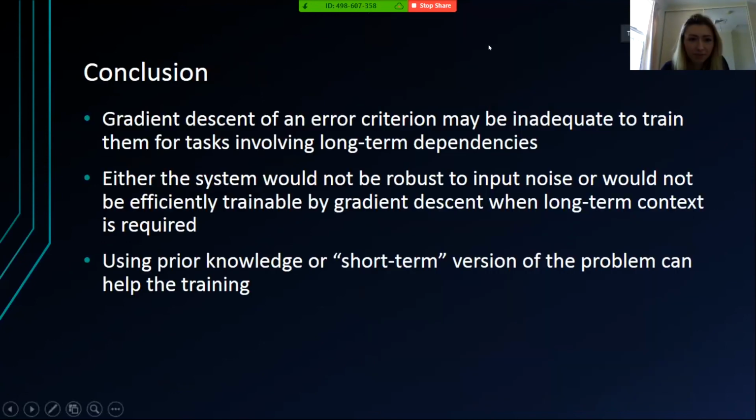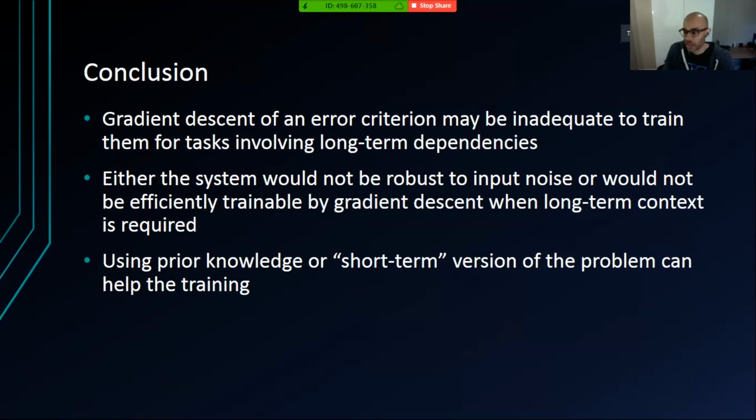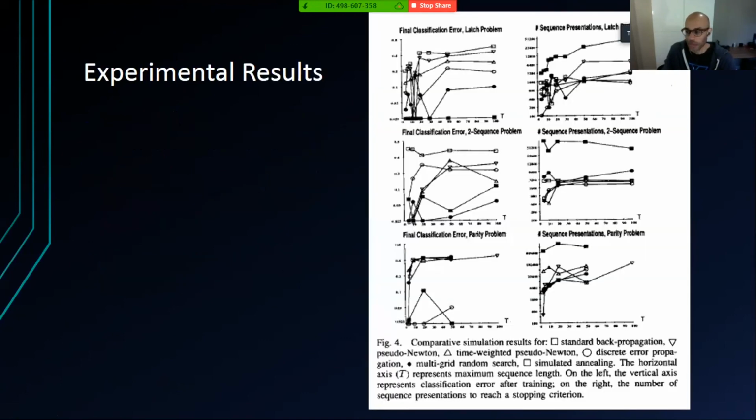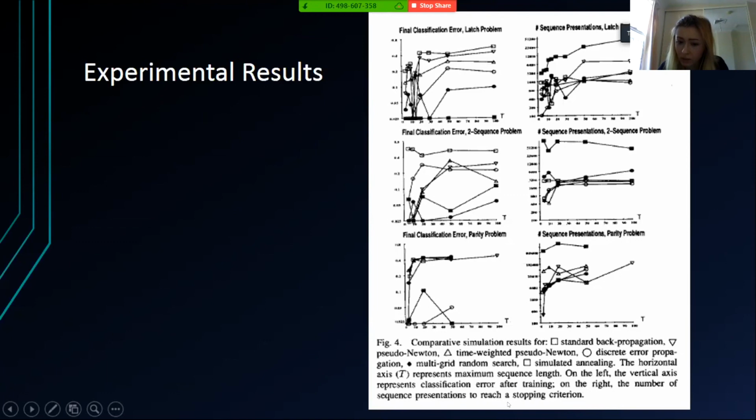Any other questions? There was another question on the previous slide on Slack. Brad is asking about the units on the y-axis. On the left side or on the right side? On the left side, it's classification error after training. On the right side is the number of sequence presentations to reach a stopping criterion. So on the left side, lower is better, and on the right side, lower is better also. Yeah. Okay.